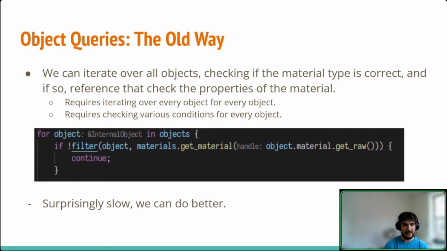So this is the old way of doing it. This is before we started making materials generic. Iterate over every object, check to see if the material type is correct, and if so, check the properties of the material. This is really slow. Because, say, you want to query for the one explosion. You have to iterate through all 50,000 objects every time. Say you have, I don't know, 20 different shaders. You now have to iterate through those 50,000 objects 20 times. That is horrendous. We can do better.